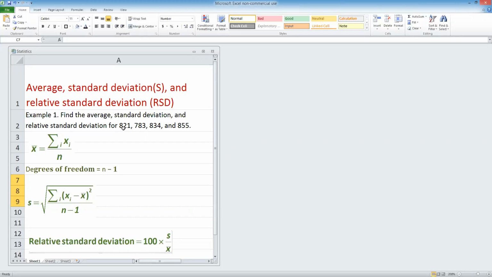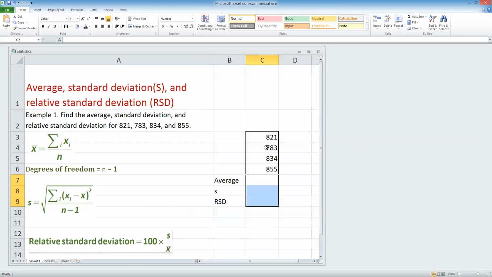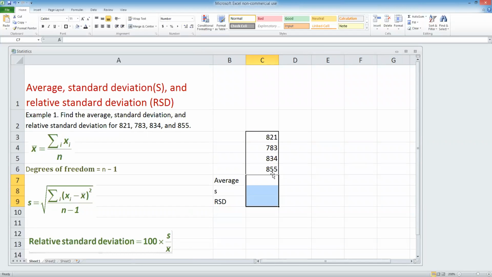First, you need to arrange this data into one column or one row. Both are okay. So you put all the 4 numbers here. So then you can do the calculation now.